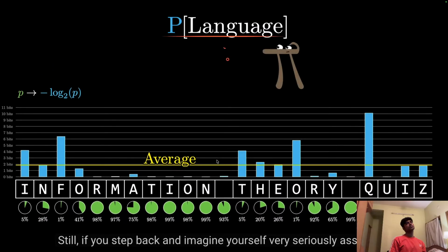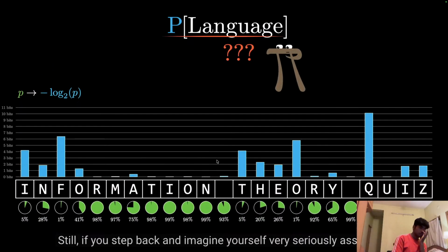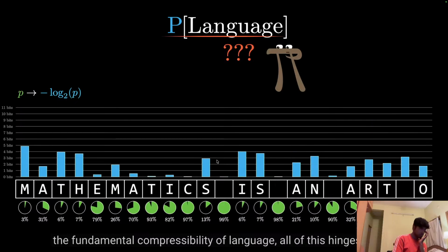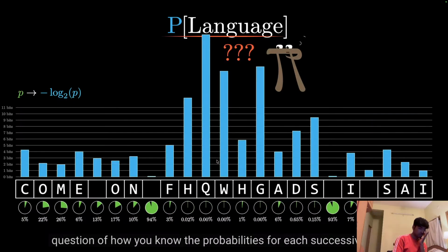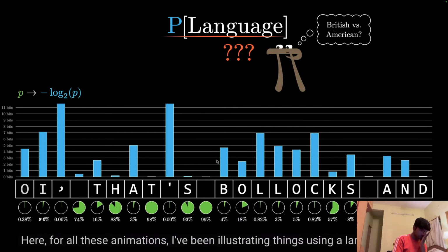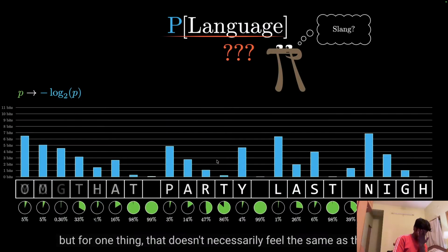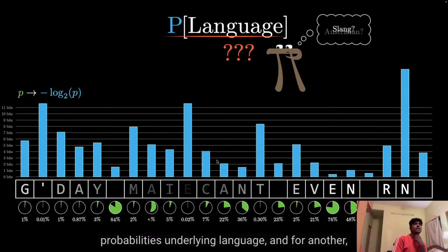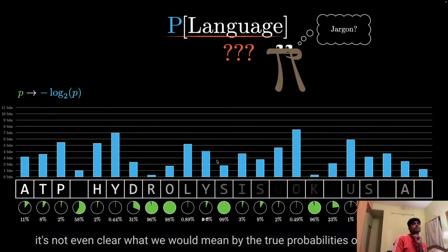Still, if you step back and imagine yourself very seriously assessing the fundamental compressibility of language, all of this hinges on the question of how you know the probabilities for each successive letter. Here, for all these animations, I've been illustrating things using a language model. But for one thing, that doesn't necessarily feel the same as the true probabilities underlying language. And for another, it's not even clear what we would mean by the true probabilities of language.